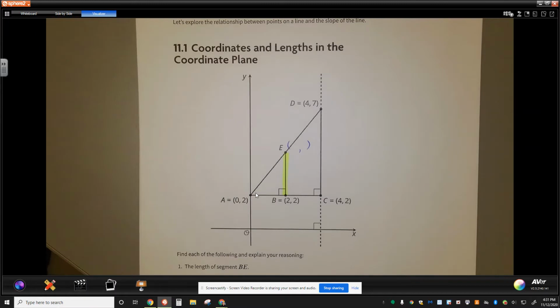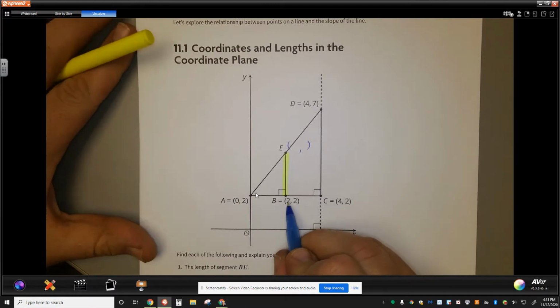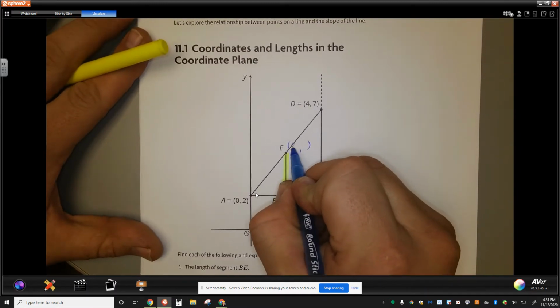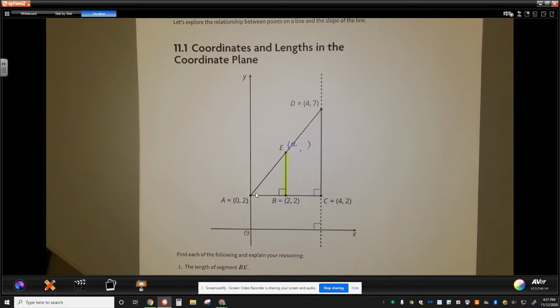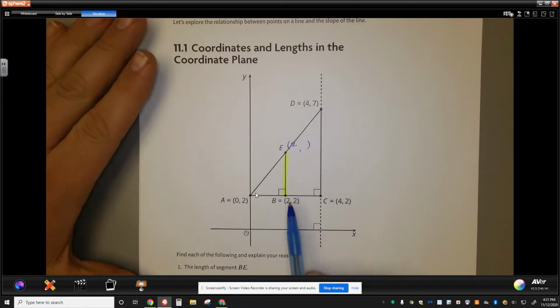Now, what we may already recognize right now is that, well, if it's 2 right here, then the x coordinate must also be 2. But the question is, what is y? There's no grid on here to help us find that, but we're going to find that using similar triangles and work our way through this. So let's go ahead and start by finding the length of segment BE.